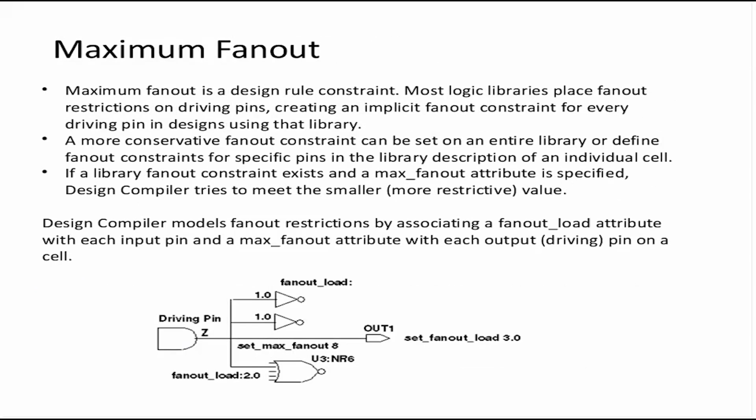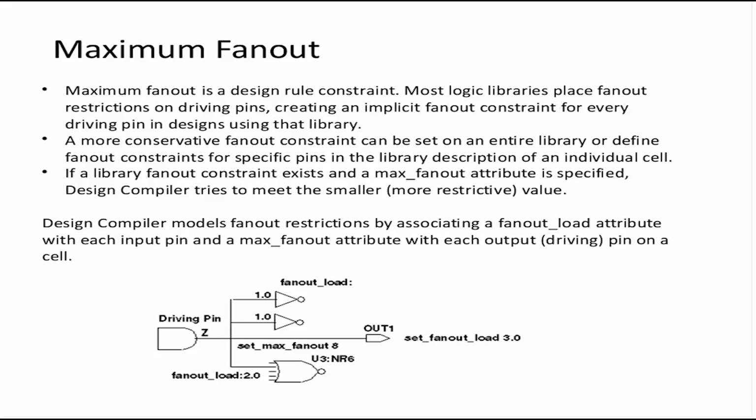Second is maximum fan out. So maximum fan out again is a design constraint. Most logic libraries have fan out restrictions on driving pins, creating an implicit fan out constraint. So usually the maximum fan out has two sides. This constraint is also similar to max trans in the sense that if we apply a more restrictive value using an explicit command, then DC will try to meet the more restrictive one, and obviously the limit cannot be relaxed.